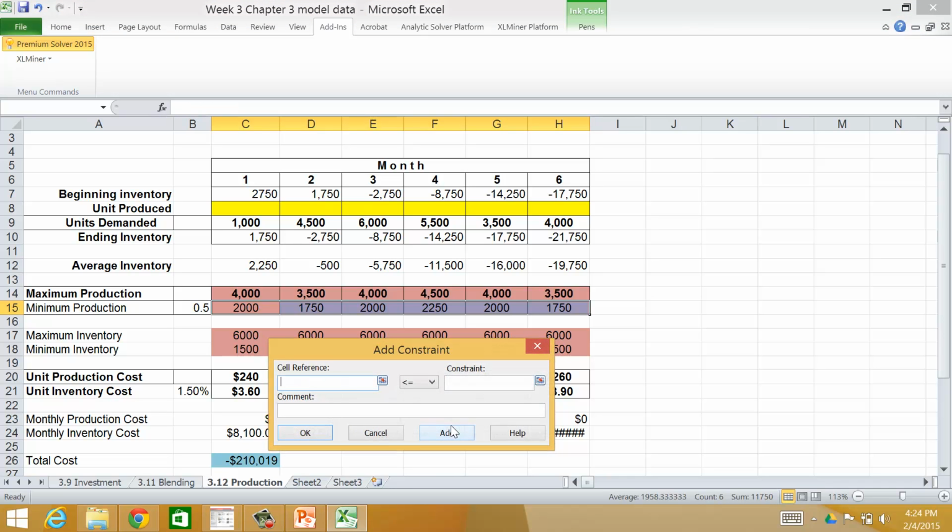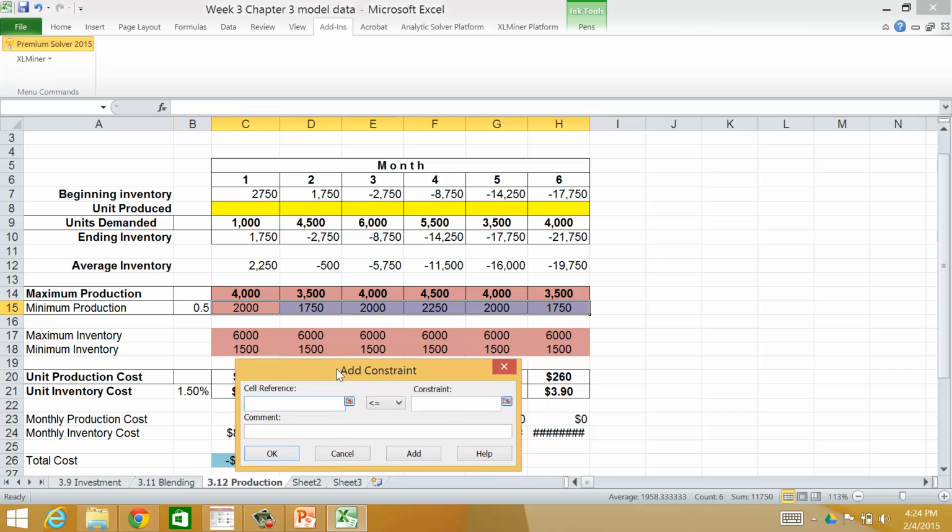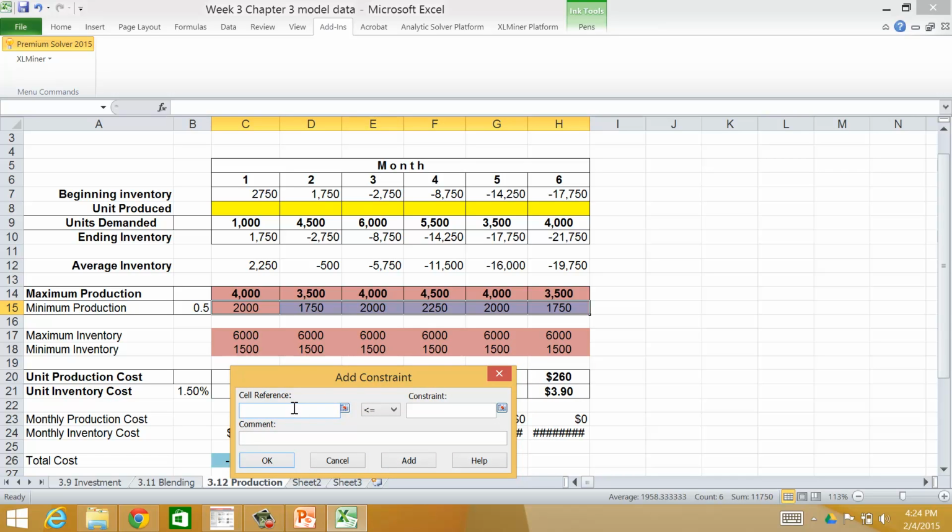Okay. Then would be the inventory part. And you find that we are talking about the ending inventory, right? At the end of each month. So we need to highlight this part. So it should be less than or equal to the 6,000 and the ending inventory needs to be greater than or equal to this 1500 like here.